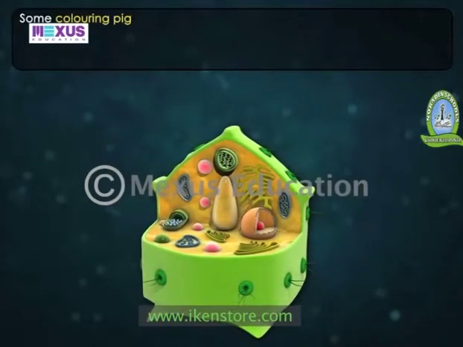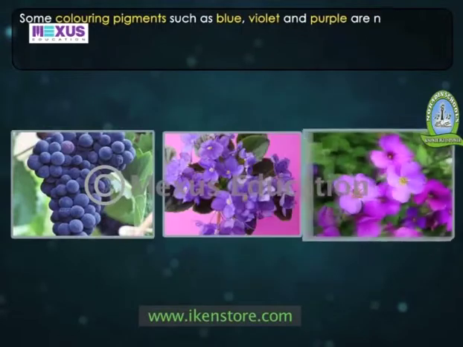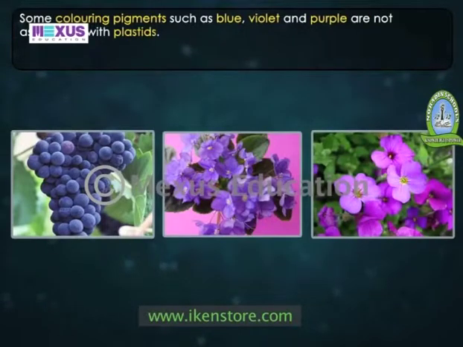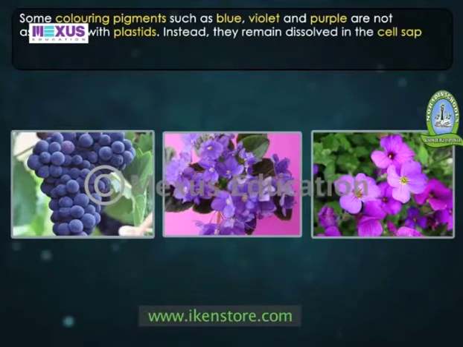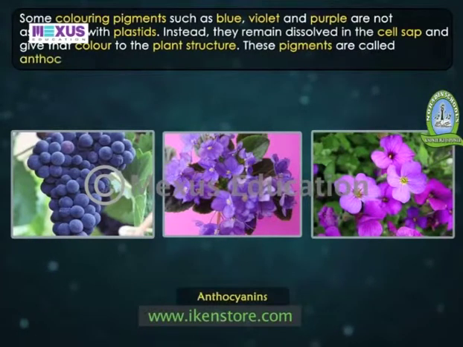Some coloring pigments, such as blue, violet, and purple, are not associated with plastids. Instead, they remain dissolved in the cell sap and give that color to the plant structure. These pigments are called anthocyanins.